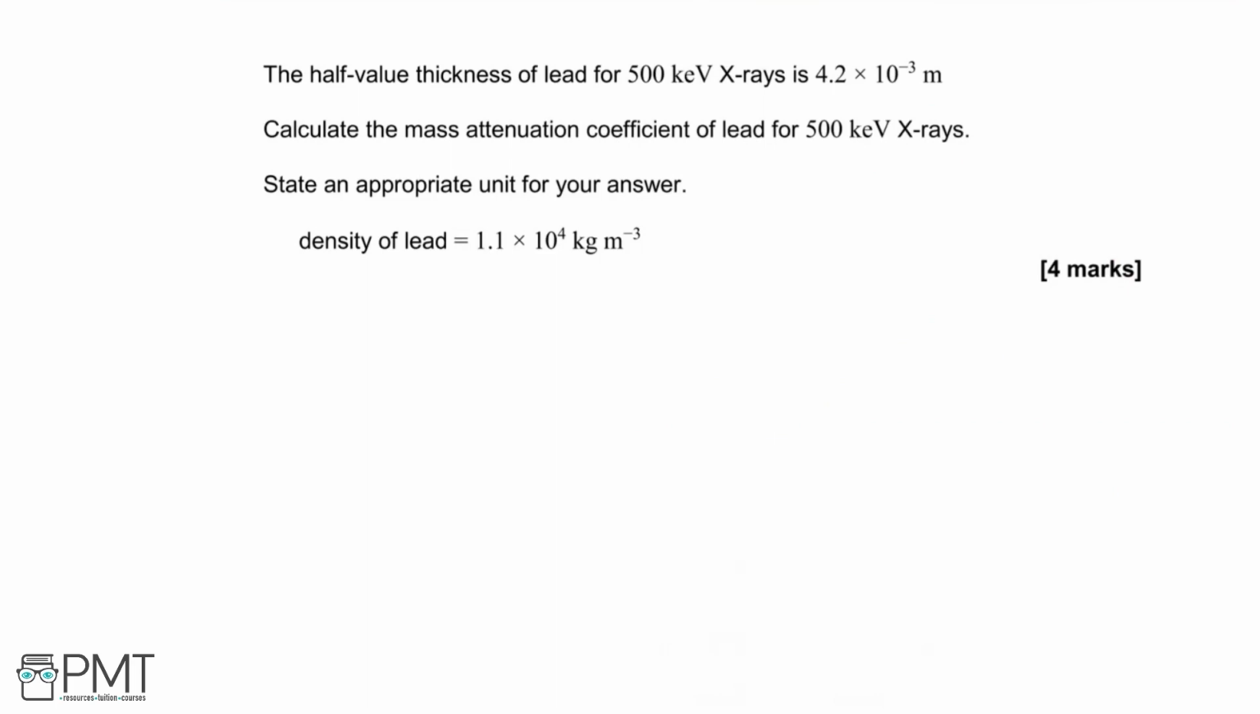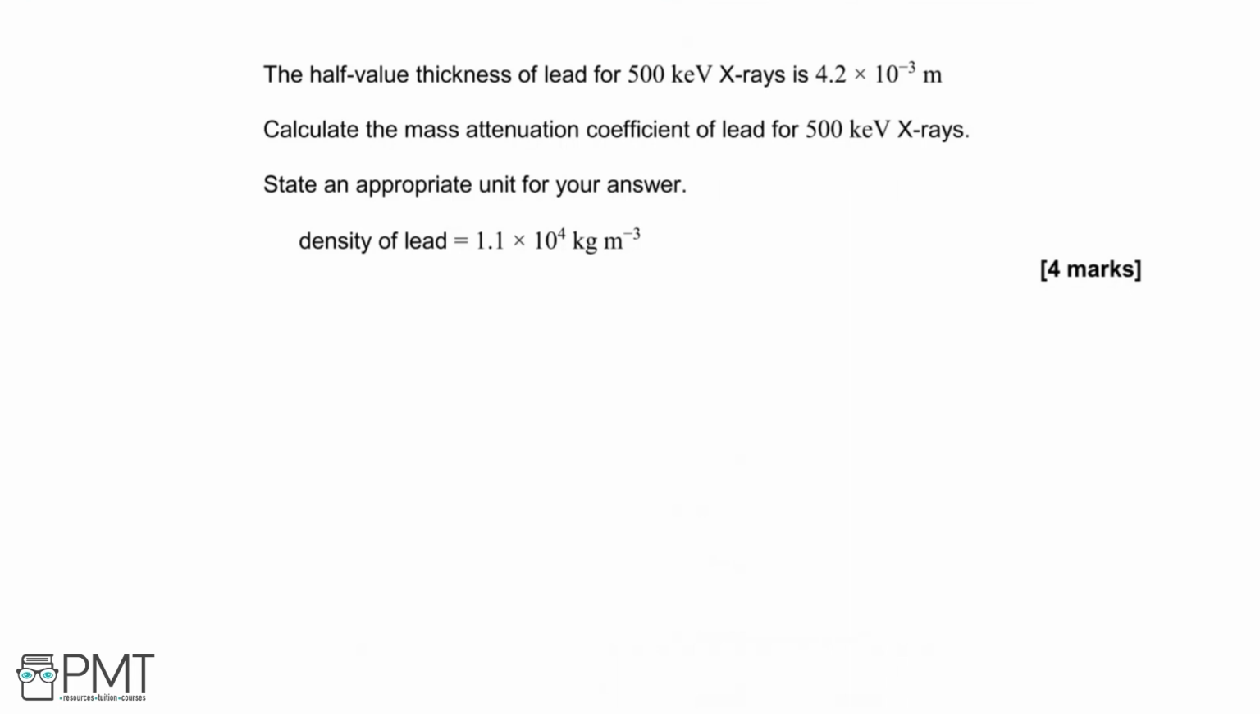The half-value thickness of lead for 500 kilo-electron volt X-rays is 4.2 times 10 to the minus 3 meters. Calculate the mass attenuation coefficient of lead for 500 kilo-electron volt X-rays. State an appropriate unit for your answer. The density of lead is equal to 1.1 times 10 to the power of 4 kilograms per meter cubed.